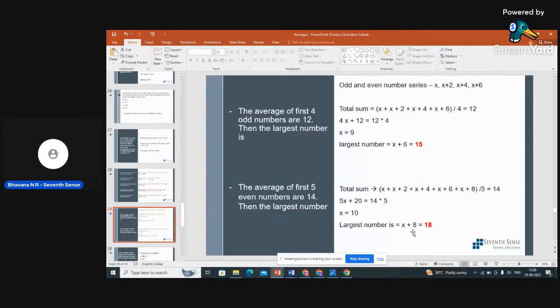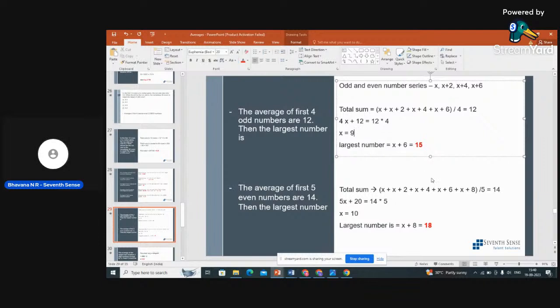So the consecutive numbers average should equal 14. Here also we need to find the x value and calculate the highest value. The highest value is x plus 8. We substitute x equals 8. For odd numbers we get an odd x value, and for even numbers we get an even value. So that is 10.